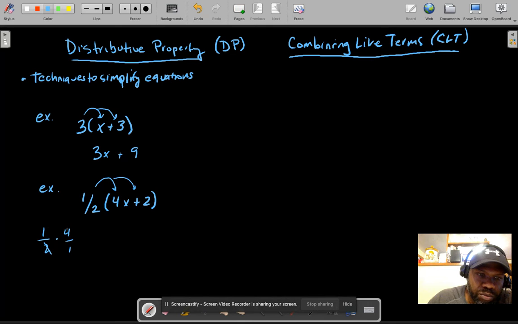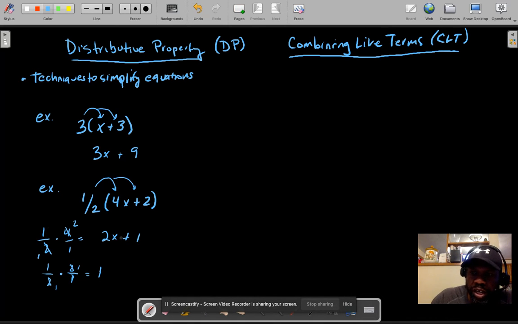Okay, I'm going to cross cancel because 2 goes into 4 2 times, and I can divide by 2. These two are factors of each other. 1 and 1 stay the same. So therefore, I have 2x. And the next one is 1/2 times 2 over 1. And then I just divide each by 2, so then it just becomes 1. So I have 2x plus 1 as my new equation after I distributed my 1/2. Okay, and if you think about it, half of 4 is 2, and half of 2 is 1. So pretty easy to do.